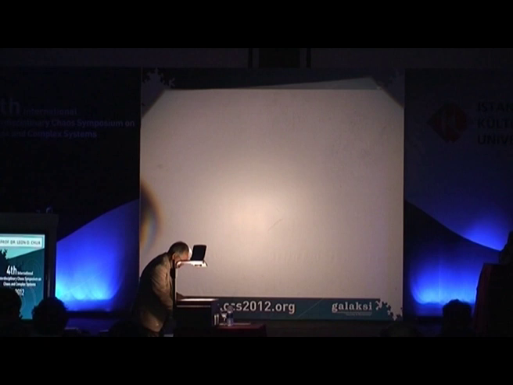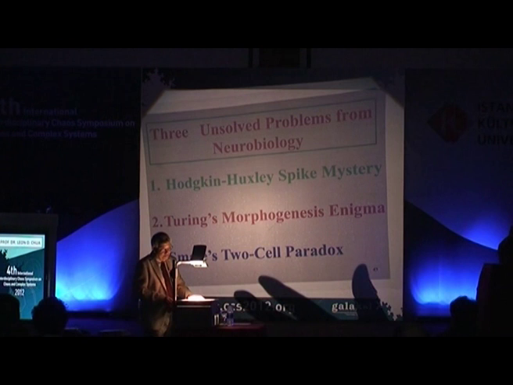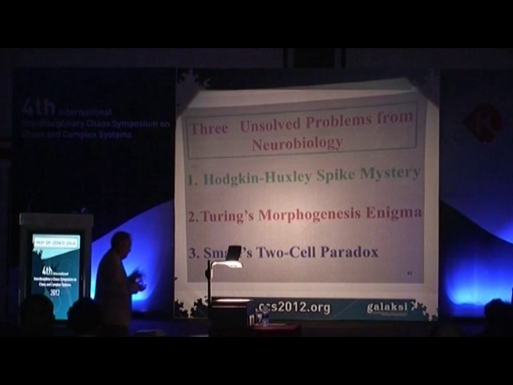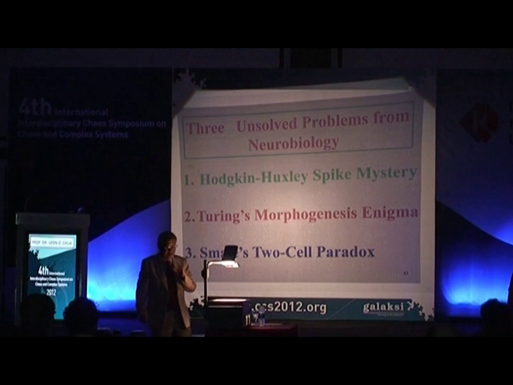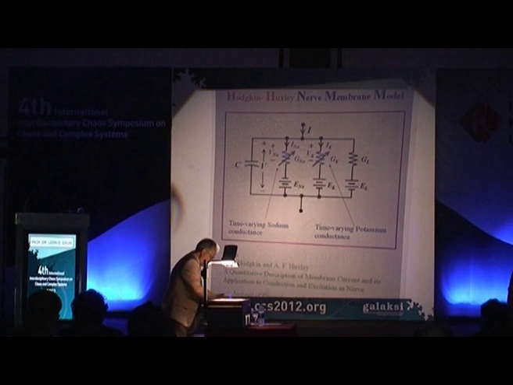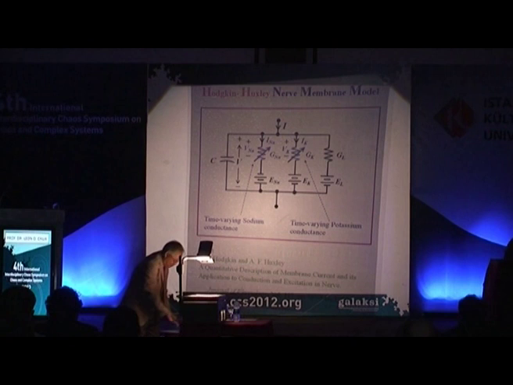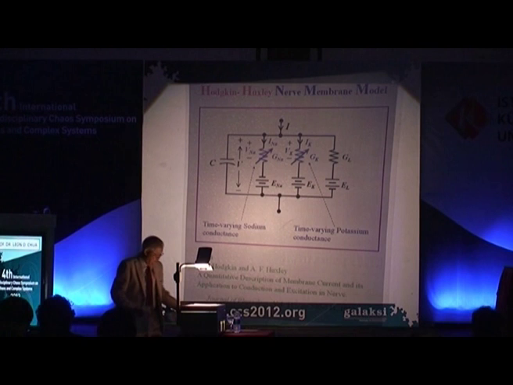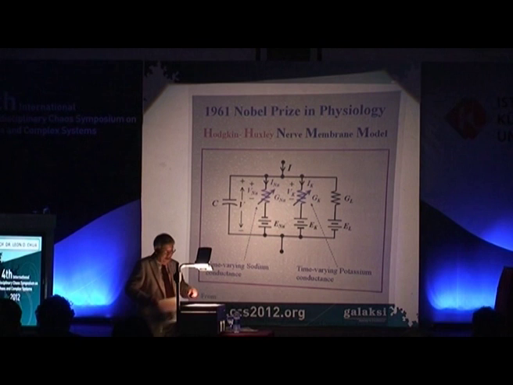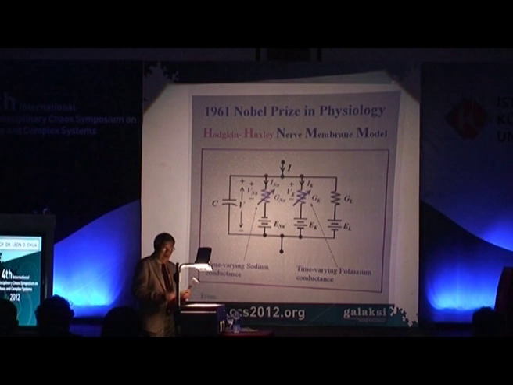Now the last few slides I want to show you, to summarize, is something very recent that I just published. There are three unsolved problems from neurobiology. First is called the Hodgkin-Huxley spike mystery. Now, Hodgkin-Huxley, most of you of course knew, got the Nobel Prize for the circuit that got them the Nobel Prize. And that circuit is this one. And the miracle that they showed is that with this circuit, you can produce action potentials or spikes. People call them spikes. Now, Hodgkin-Huxley actually made a mistake by calling these two resistors time-varying resistors. But this will be another story to be told another time. It's not important for today.